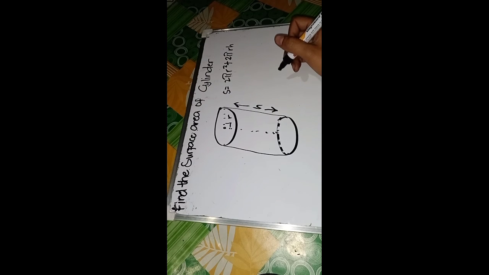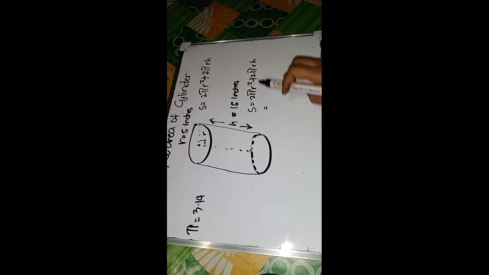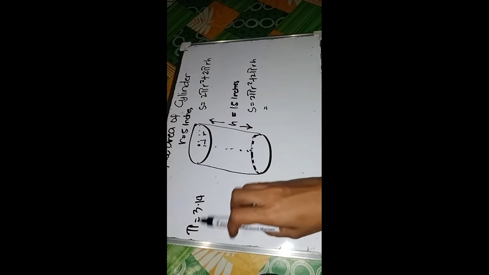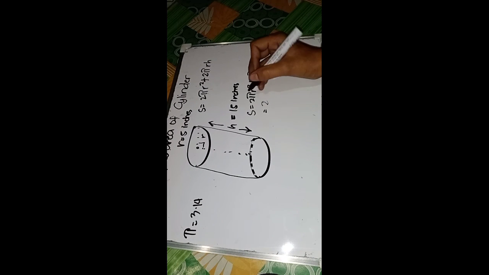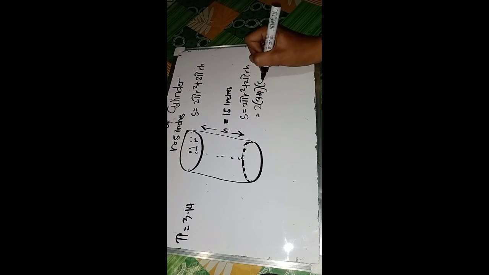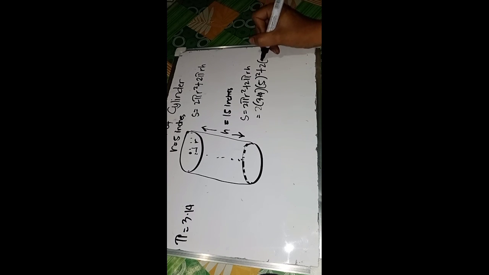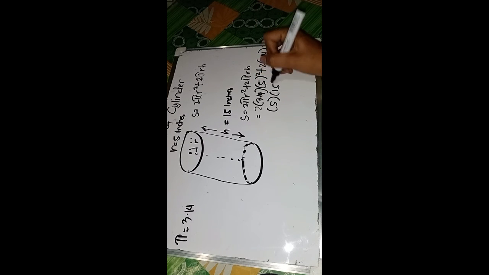Just like for example, a radius of 5 inches and a height equal to 15 inches. This is our formula. The value of pi is 3.14. So 2 times pi, that is 3.14, times the radius, that is 5 squared, plus 2 times pi, that is 3.14, times radius 5 times 15.